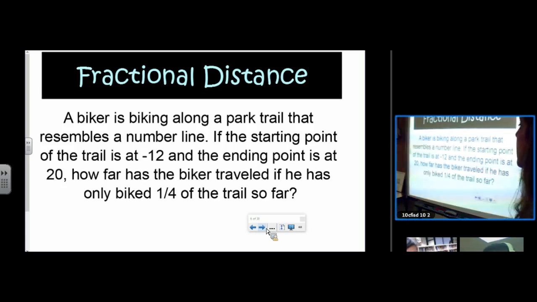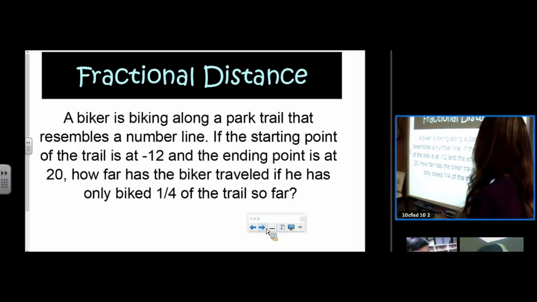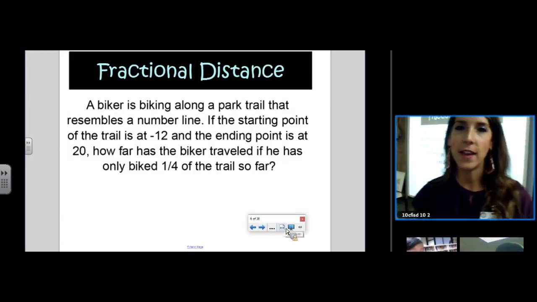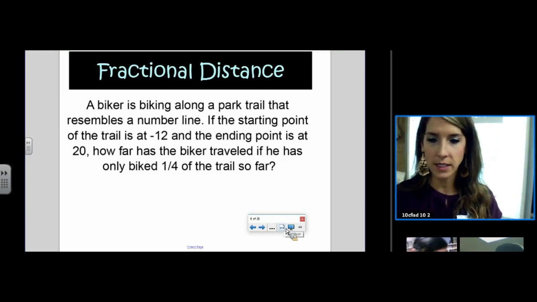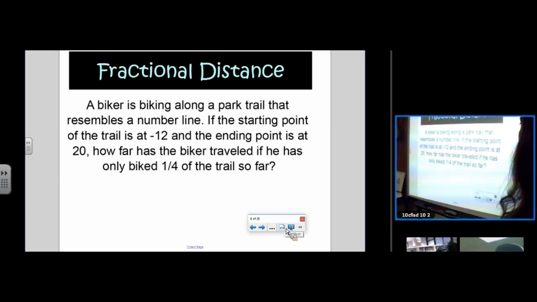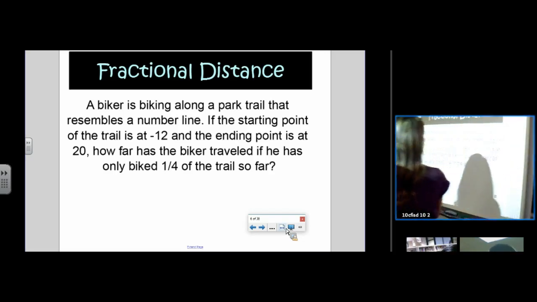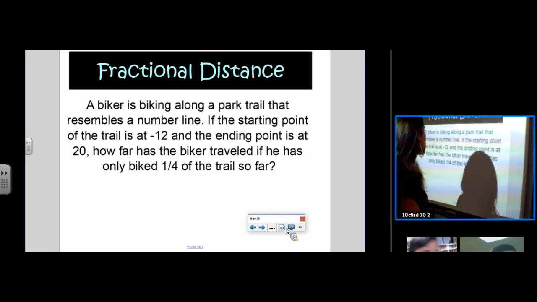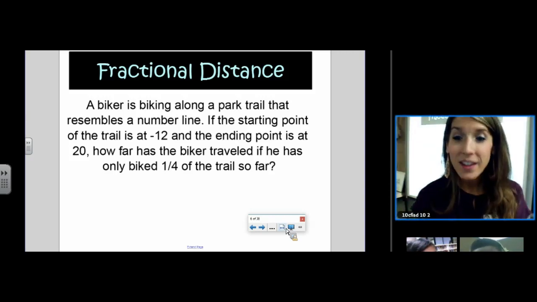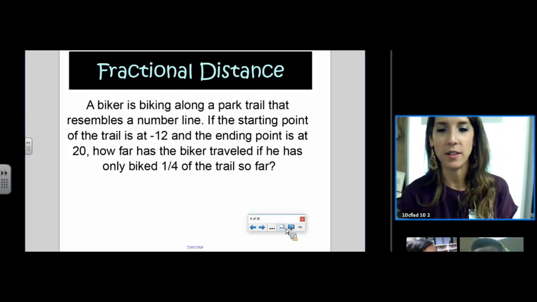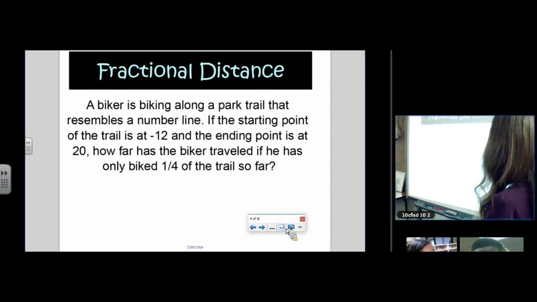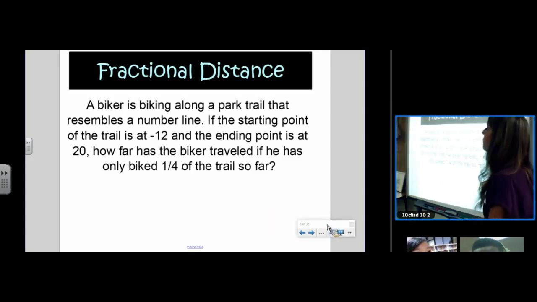A biker is biking along the trail that resembles a number line. Pretend like he's training for the MS 150, a popular fundraising bike race in Houston. If the starting point of the trail is at -12 and the ending point is at 20, how far has he traveled if he's only biked 1/4 of the trail so far? So he hasn't even made it halfway. He's got a long way to go.